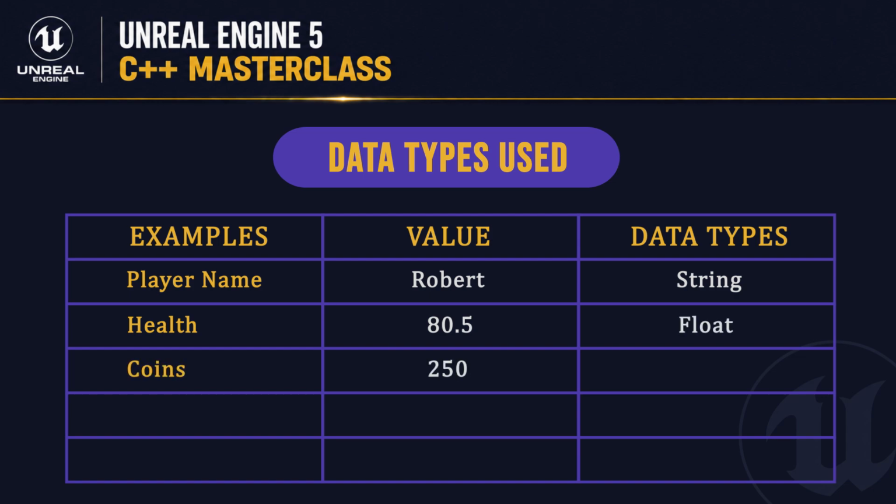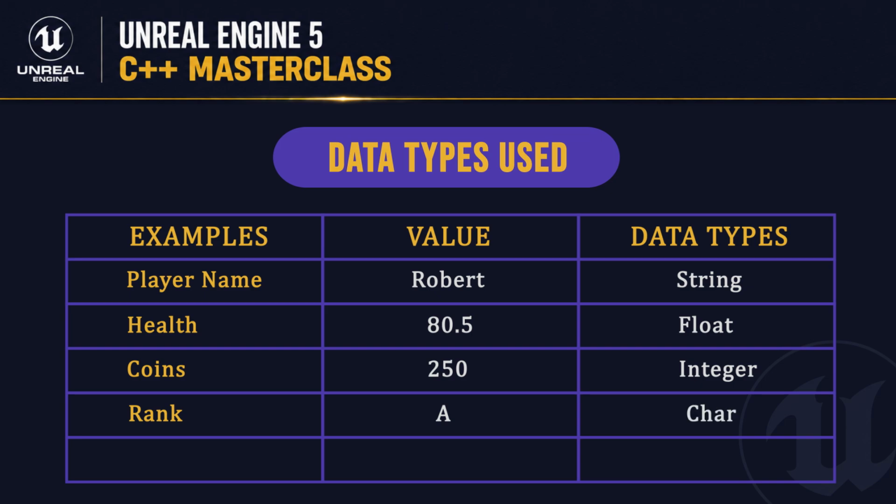Next, the player has collected 250 coins. 250 is a whole number. And this type of data is called an integer. Next, the player's rank is A. Unlike a string, A is only a single character, not a collection of characters. This type of data is called a char, or character data type.